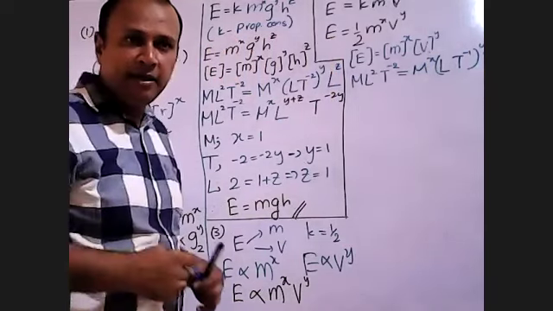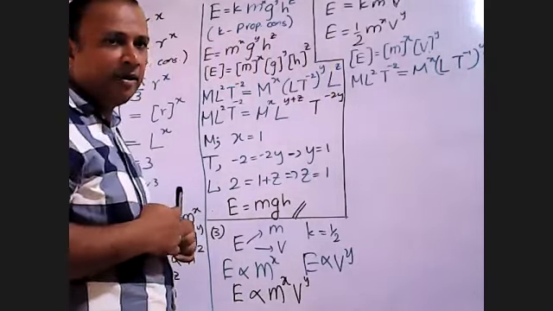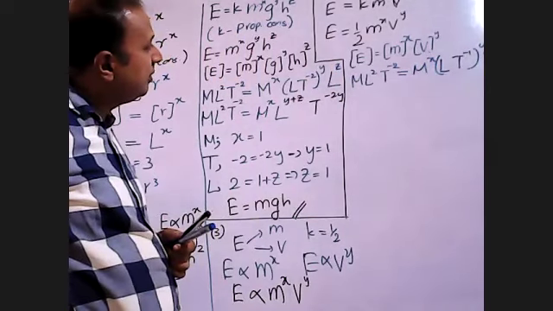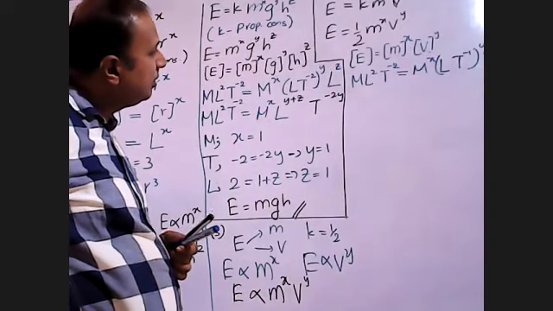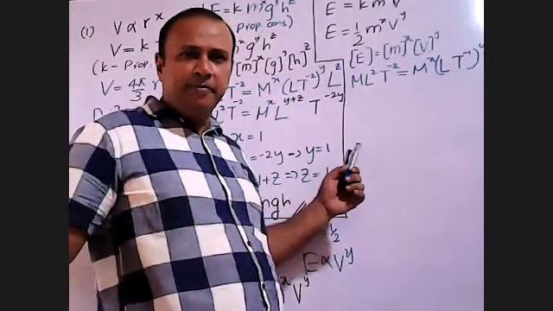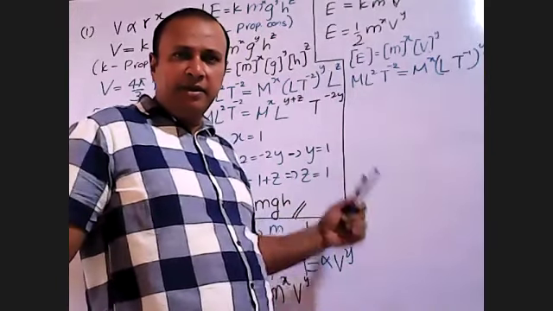Excuse me, sir. There would be M L square T minus 1. Sorry? There you put T minus 1 and this side T minus 2. What was it? Can you repeat the question?